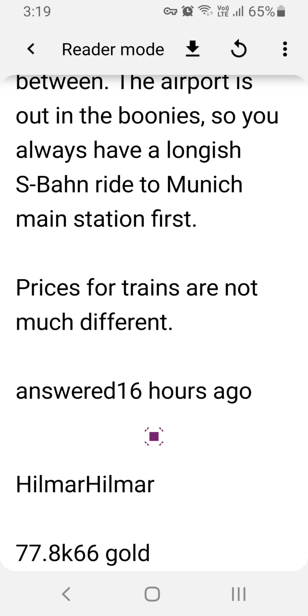Switzerland is not part of the EU, so you will occasionally run into a passport check at the border or when boarding the train. You typically can get by using a card, but everything, snacks, drinks, yummy chocolates, will be way more expensive. Munich is somewhere in between. The airport is out in the boonies, so you always have a longish S-Bahn ride to Munich main station first. Prices for trains are not much different.